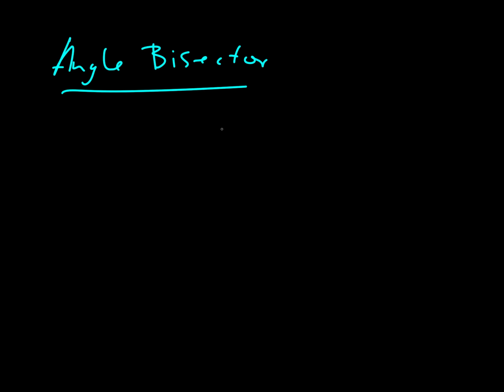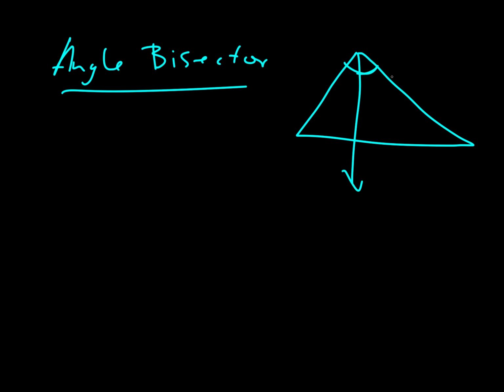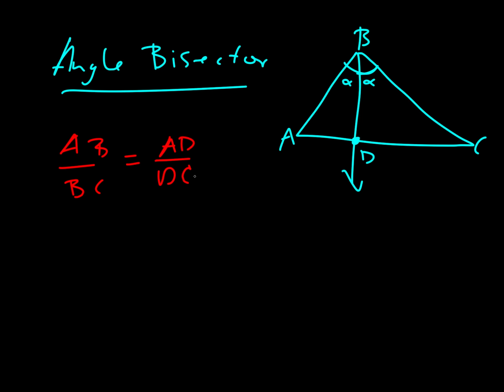Okay, now the next one is the angle bisector theorem. To talk about this one, we have a triangle that looks like this, and then we bisect this top angle. Sometimes they write that as alpha alpha, whatever you want to call it. A, B, C, and then this is D. And if that's true, then we get AB over BC equals AD over DC.